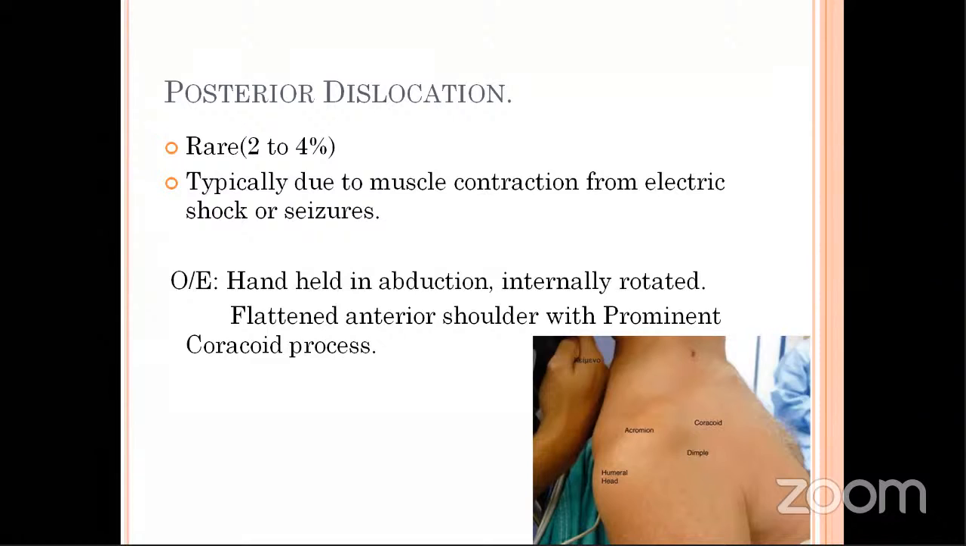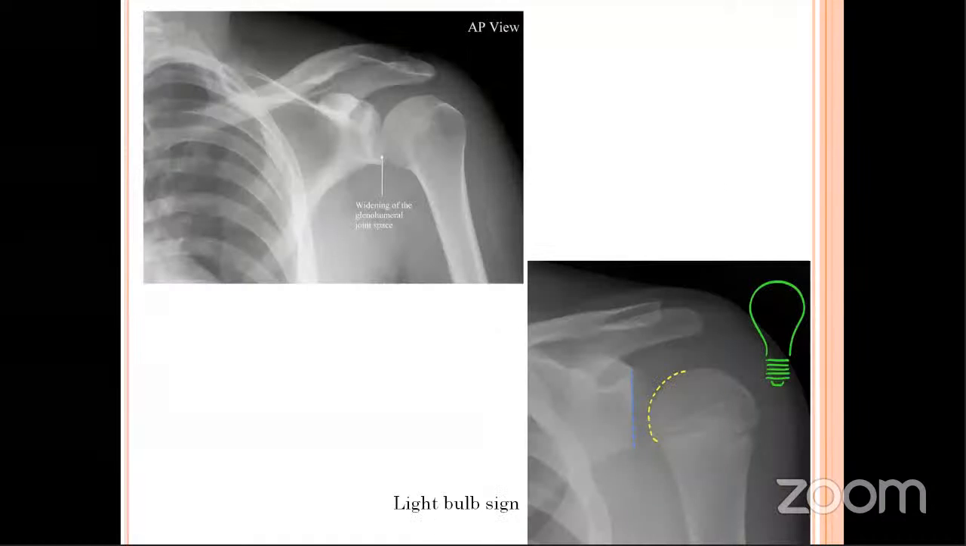On examination, the hand is held in abduction and internally rotated. And as you can see in the picture, the anterior shoulder is flattened with a prominent coracoid process. This is the X-ray showing the posterior dislocation. There is widening in the glenohumeral joint space, and this sign, as you can see, is known as the light bulb sign. It resembles a light bulb in X-ray.